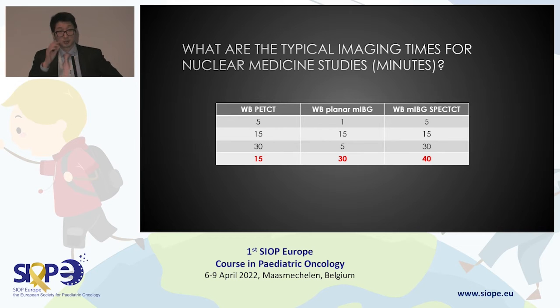So on a typical scanner nowadays, for a whole body PET CT, remember the patient would have to come fasted for 6 hours, be injected with FDG and lie down for 60 minutes before they get onto the scanner, and then they need to lie on the scanner for about 15 minutes. A planar MIBG actually takes about half an hour.